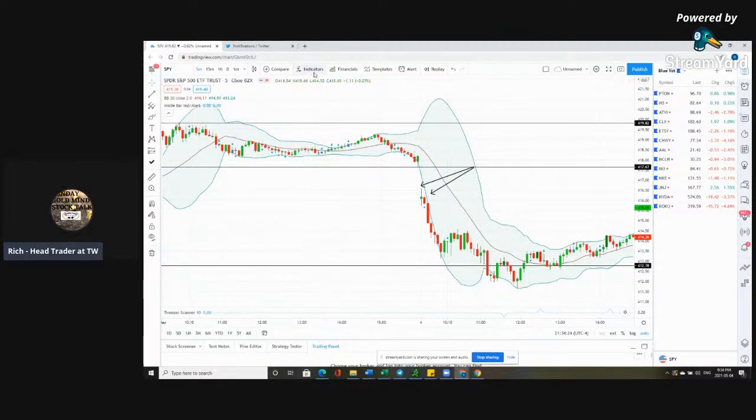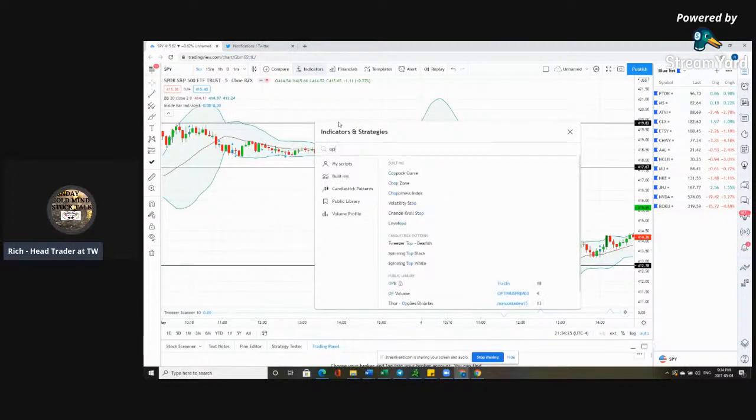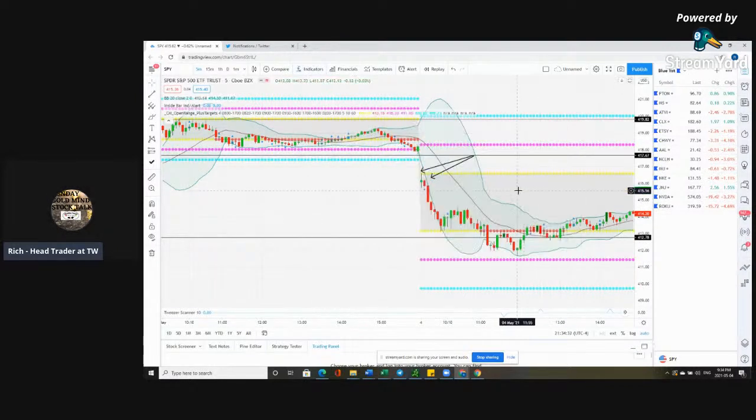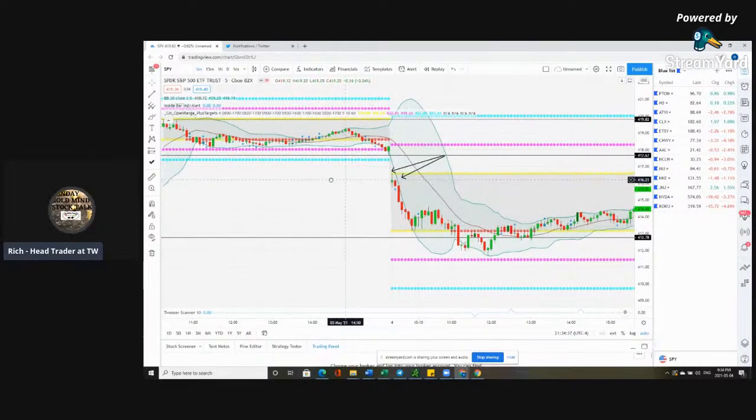Let me know if that makes sense. So there's two ways to trade it. There's actually an opening range breakout strategy in TradingView that's free, that draws the lines for you.